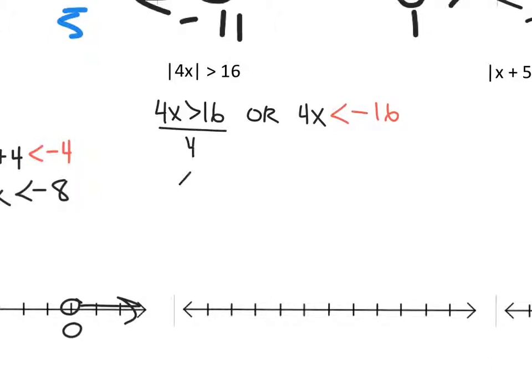So divide by 4, x is greater than 4. So open dot at 4 to the right. And then divide by 4. So I'm not dividing by a negative, I'm dividing by a positive. So the direction doesn't change. It's still less than -4.